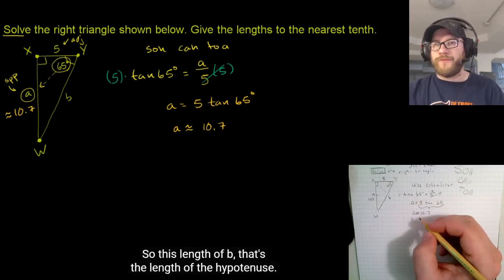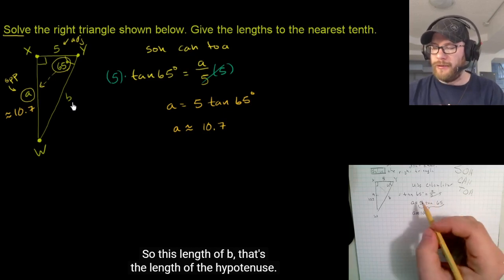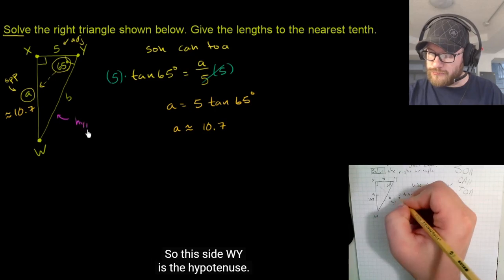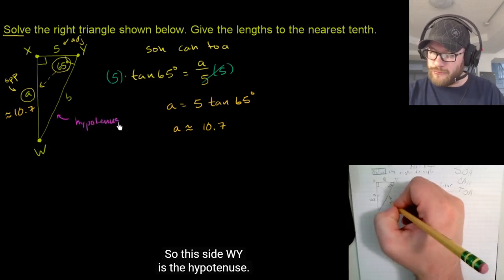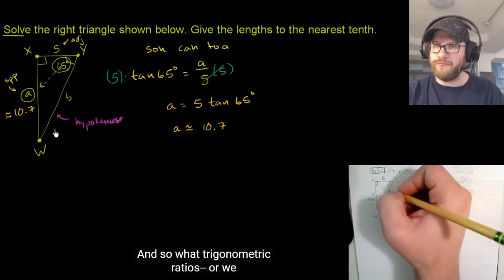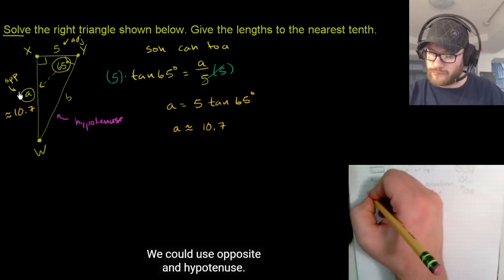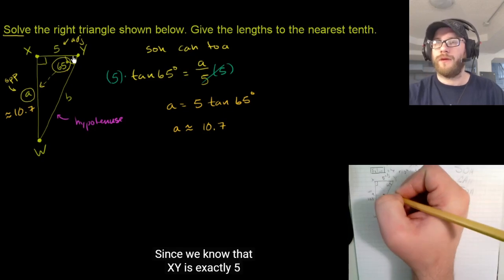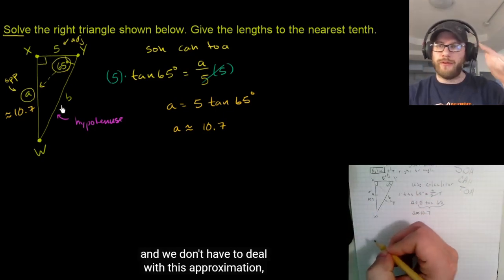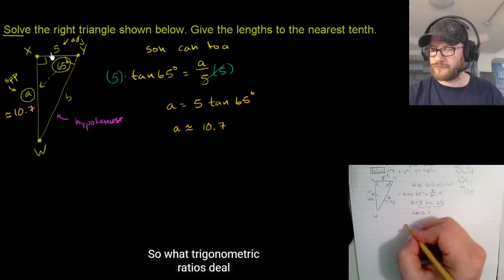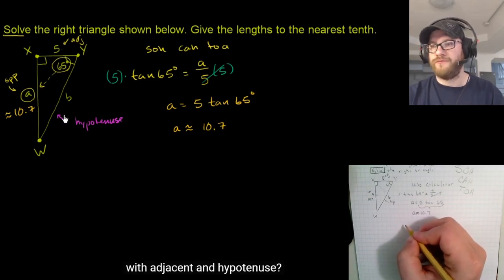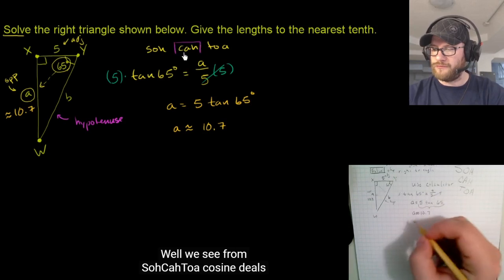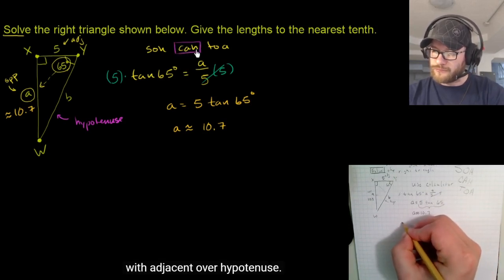So this length b is the length of the hypotenuse. This side WY is the hypotenuse. And we can decide what trigonometric ratio we want to use. We could use opposite and hypotenuse, or adjacent and hypotenuse. Since we know that XY is exactly 5, and we don't have to deal with an approximation, let's use that side. So what trigonometric ratios deal with adjacent and hypotenuse? Well, from SOHCAHTOA, cosine deals with adjacent over hypotenuse.